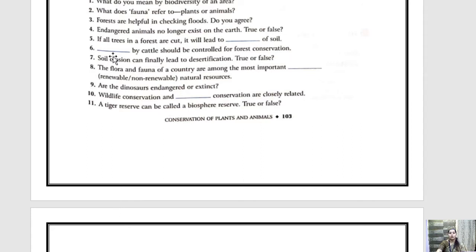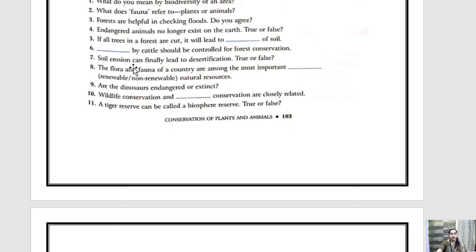Overgrazing. Overgrazing by cattle should be controlled for forest conservation, because if there is overgrazing of grasses by the cattle, it will loosen the soil and the soil will get eroded. Alright. So this is 6th. The answer for 6th is overgrazing.